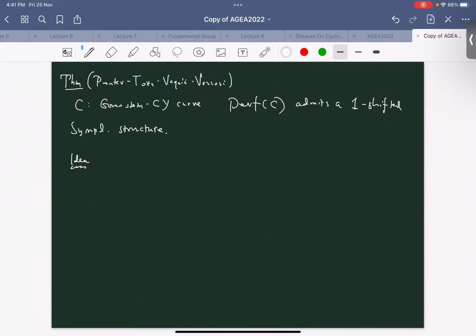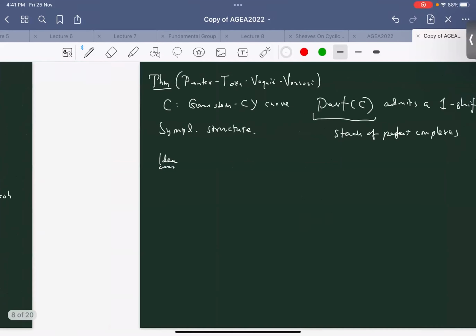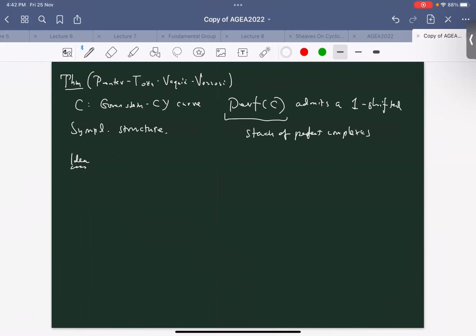Instead of giving you a formal definition of shifted symplectic structure, I want to describe the idea behind these definitions. Pardon? When you say one-shifted symplectic structure, you mean the morphism space has a linear one-shifted symplectic structure? When you say a category has a one-shifted symplectic structure, meaning? No, this is a stack. Sorry, this is a stack, the stack of perfect complexes. Sometimes we use the same notation to denote the category, but here it's the stack, not the category.